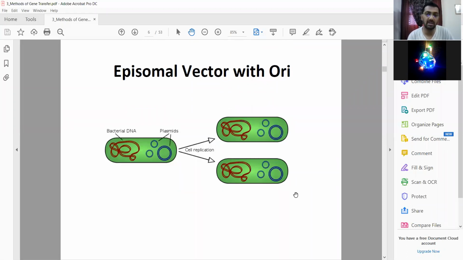This is an example of an episomal vector, which again could be classified under stable gene transformation, in which these plasmids have an independent origin of replication, and they replicate along with the nuclear DNA when the cell replicates, and both the daughter cells have the plasmid with them.